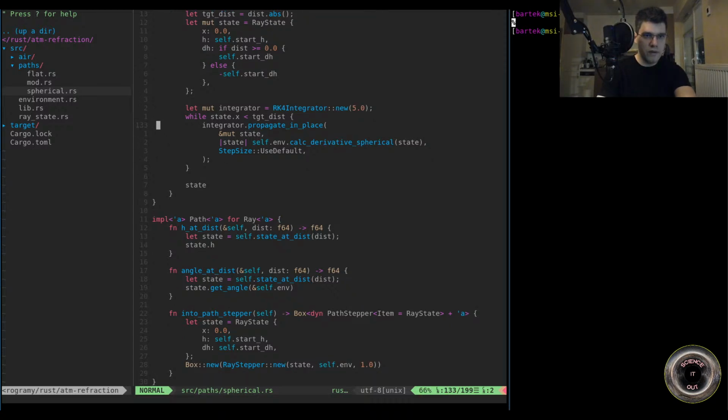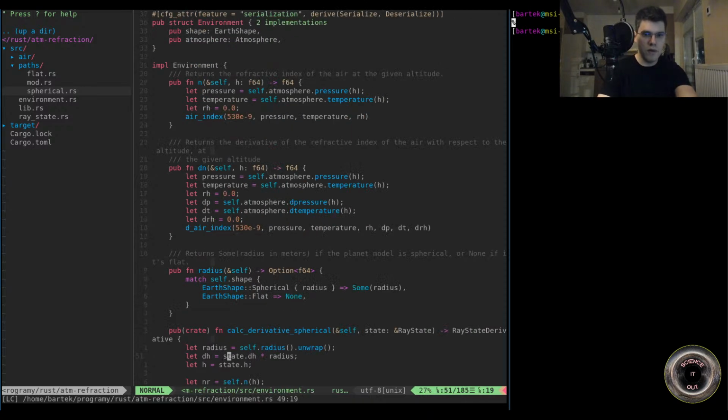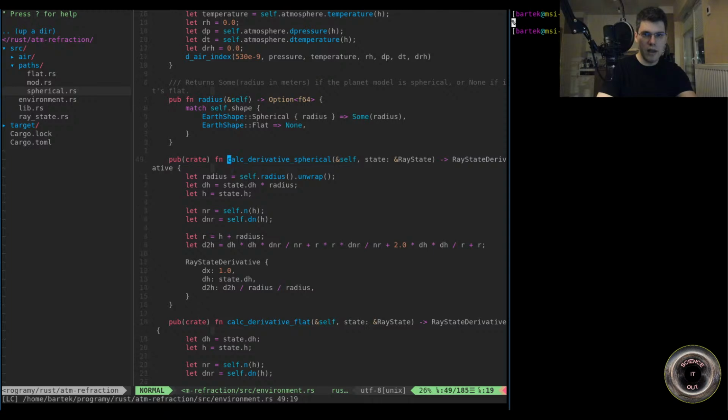Oh no, of course, it's in a different place, because this calc derivative spherical is what we're looking for. And here we have state. So this state is the state of the ray at any given point. It's just the x-coordinate, the h-coordinate, and the dh, which is just the derivative of h with respect to x. So those three numbers are the ray state. Radius is the radius of the Earth. Here it's called environment, so radius is considered an outside parameter for this equation. It's part of the environment, so to speak.